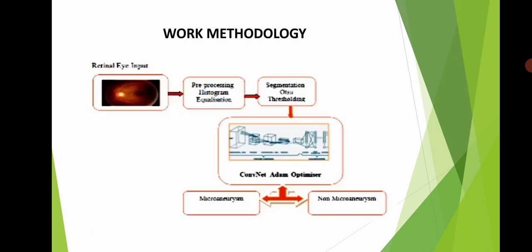This block diagram represents the methodology we used. The first block is the retinal input image. The second block is the pre-processing using histogram equalization. The third is Otsu thresholding for segmentation. The fourth is the convolutional net with ADAM optimizer to detect the microaneurysms and to classify microaneurysm and non-microaneurysm.